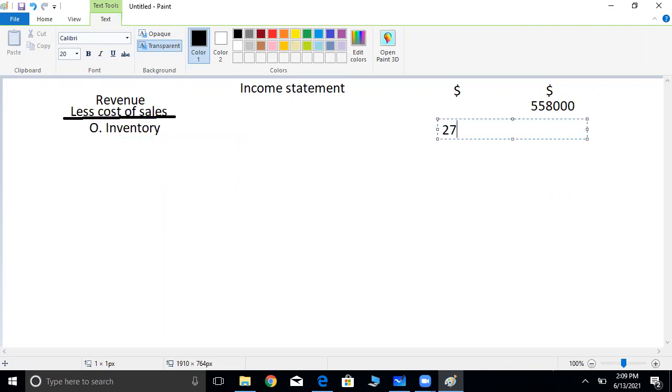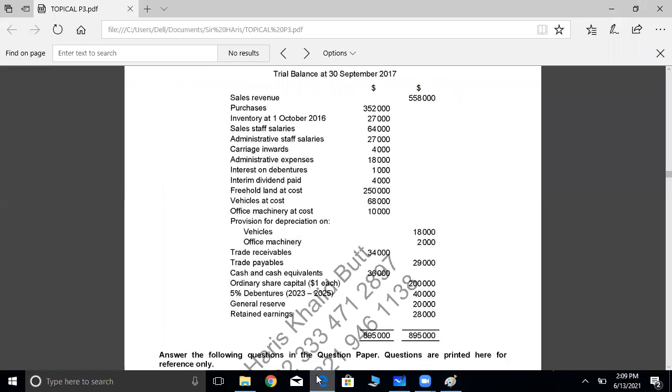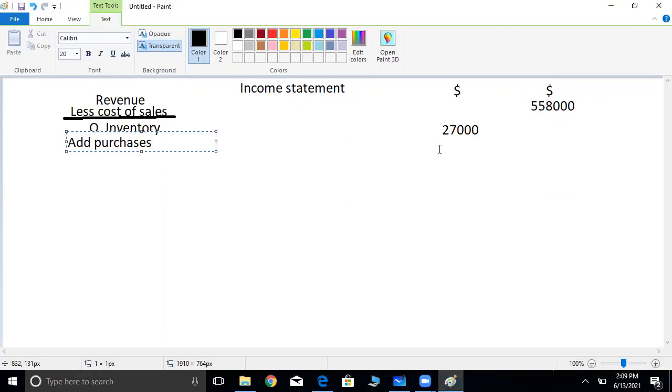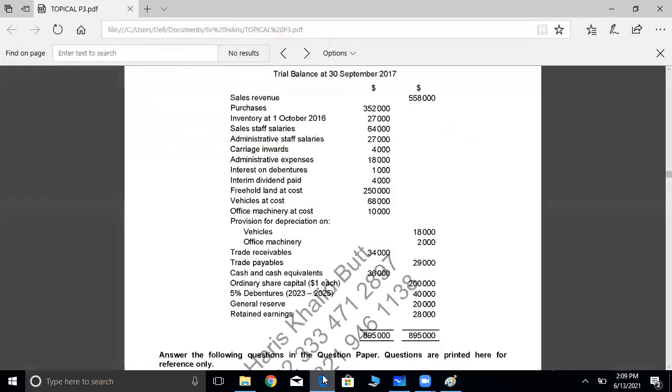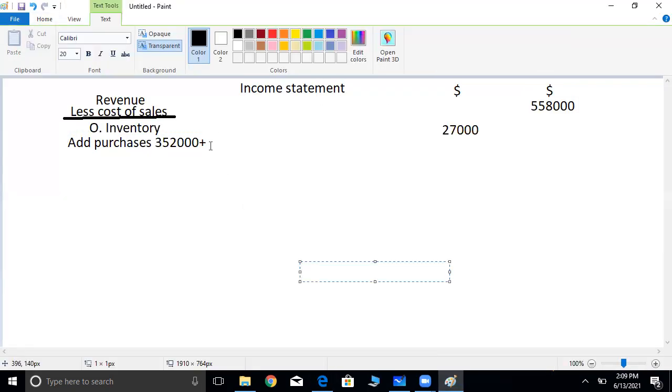Then I will add purchases into this. And the amount of purchases, let's see, this is 3,52,000. There is no purchases return. Yes, 3,52,000. Maybe there is something to go with that. I'm going to add carriage inward. Rather than writing the carriage inward separately, I will add it directly. You can do that also. Carriage inward is an amount of 4,000. I will add carriage inward into this 4,000. So this will become 3,56,000, which is my purchases.